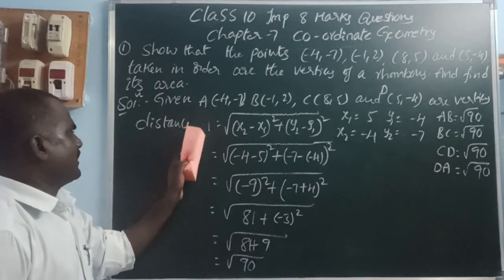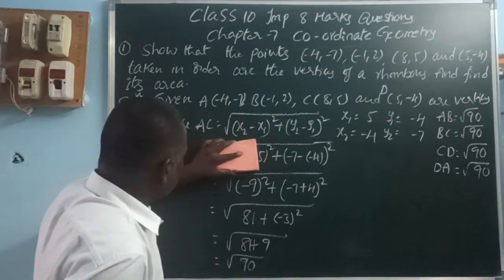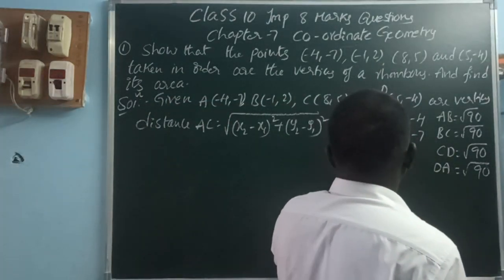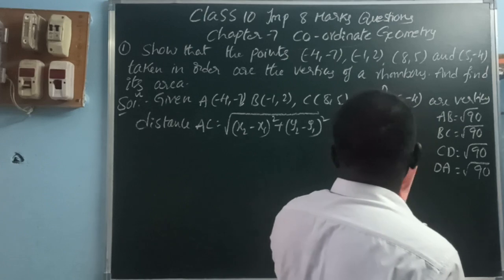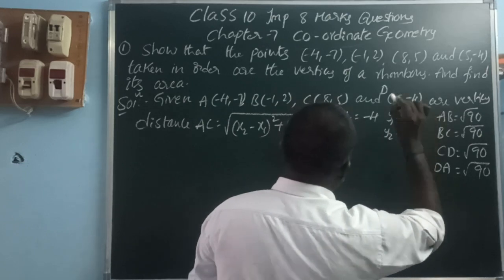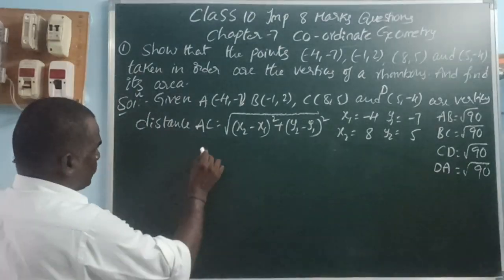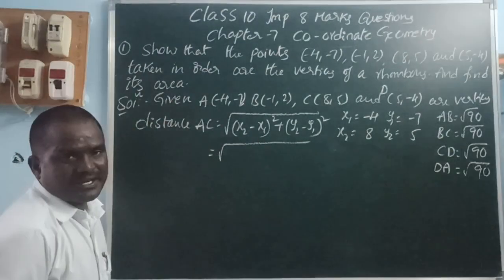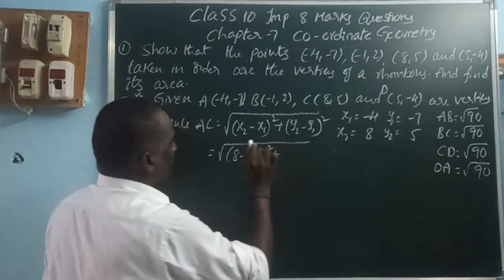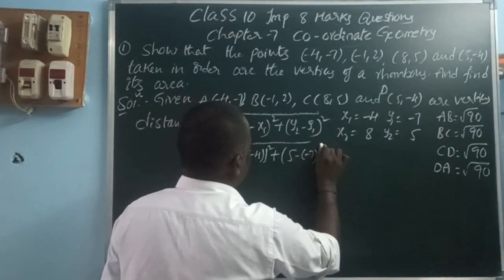Now we can find the length of diagonal AC. So A point is minus 4, minus 7. C point is 8 comma 5. In the point A, x coordinate is minus 4, y coordinate minus 7. In the point C, x coordinate is 8, y coordinate is 5. So that is square root of x2 minus x1 whole square, that is 8 minus minus 4 whole square, plus y2 minus y1 whole square, that is 5 minus minus 7 whole square.